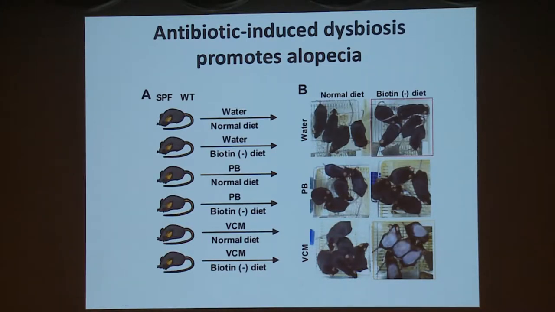Unexpectedly, we found that dysbiosis induced by antibiotics impaired gut metabolic function and led to the development of alopecia, while deprivation of dietary biotin, as shown here, did not affect skin physiology. Its simultaneous treatment with vancomycin, as shown here, resulted in hair loss in SPF mice.